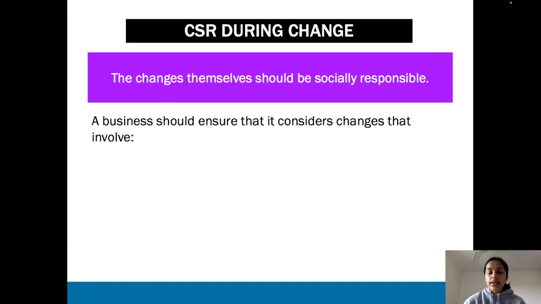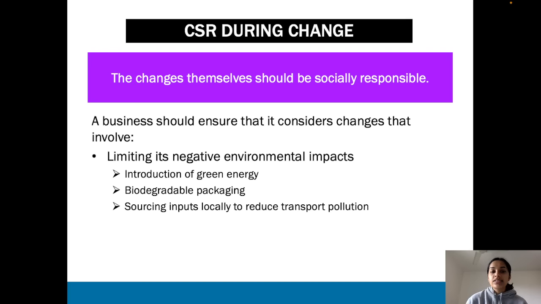When we're thinking about the change itself being socially responsible, the business will want to ensure that it considers changes that limit its negative environmental impact. So what we touched on before.